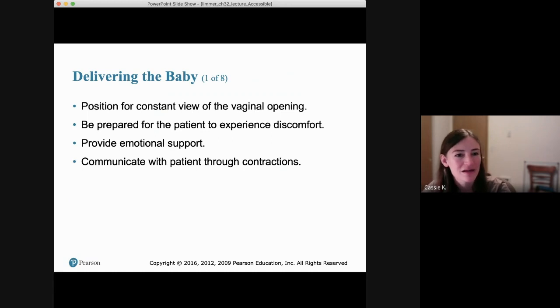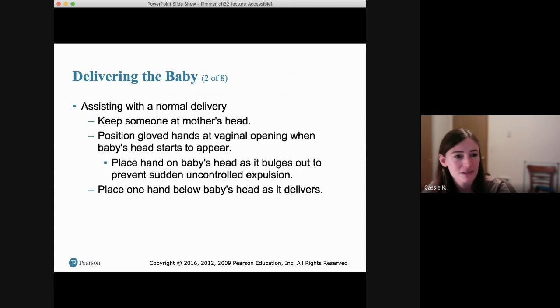Someone's going to need to be in constant view of the vaginal opening, watching for crowning. Realize that the patient's going to be in a lot of discomfort and be prepared for that. Provide emotional support and encouragement. Communicate with the patient through all their contractions. So someone will be at the mother's head, then someone will be down assisting with delivery.